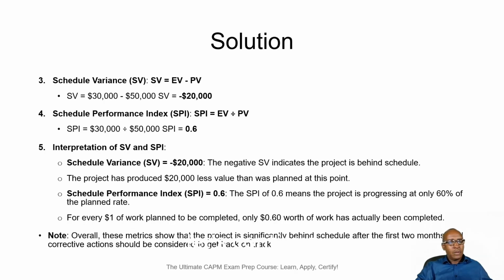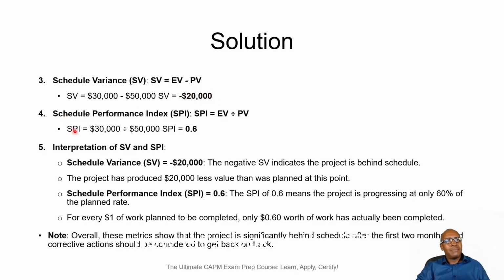Let's continue. Schedule variance is given by SV is equal to EV minus PV. Our EV we just calculated to be 30,000 and our PV we just calculated to be 50,000. So therefore 30,000 minus 50,000 we get negative $20,000. Now this negative value here is not a good sign, it's not a good indication.